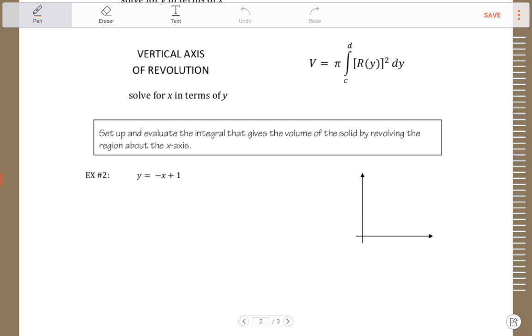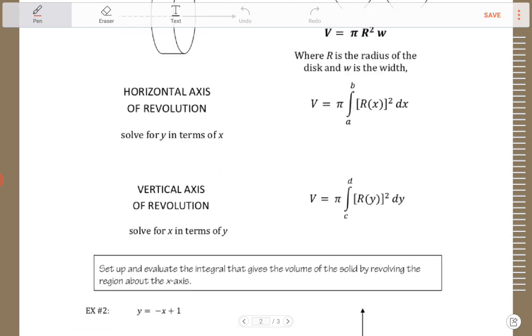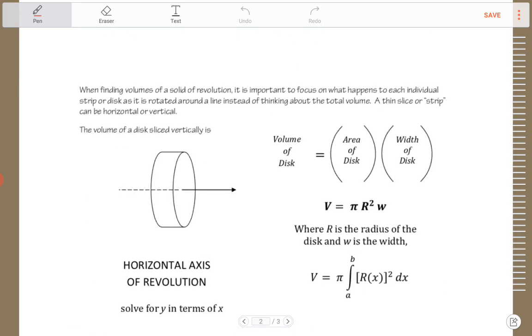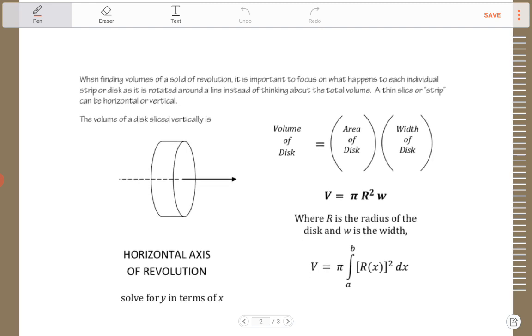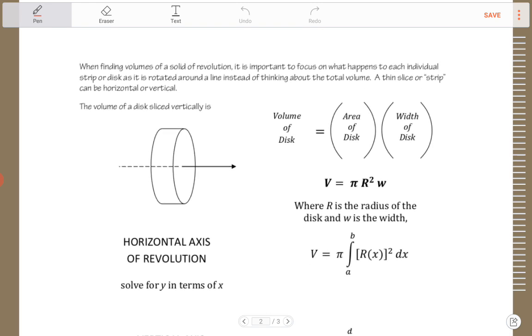Next page. Oops. Let's move this up. Okay. So depending on how we rotate about the line, you may get a horizontal axis of revolution or a vertical axis of revolution. The main thing to keep in mind is that if you are rotating about the x-axis, the horizontal axis of revolution, you're going to have that basic change in x for the width. So you're going to have this all in terms of x, and your width is changing by x.